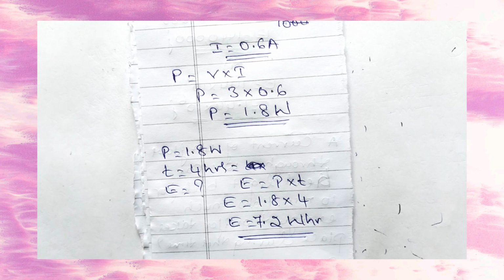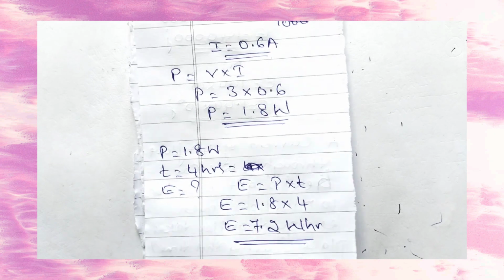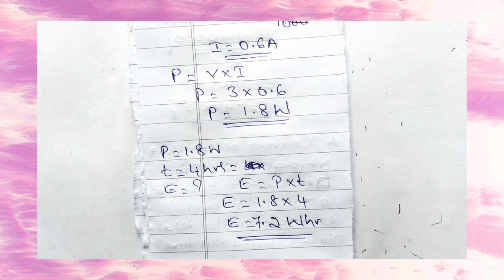Like this we have to calculate: the power of the bulb is 1.8 watt and the energy consumed by that bulb is 7.2 watt hour. So like this we have to calculate this problem. Now let us move to the next question.